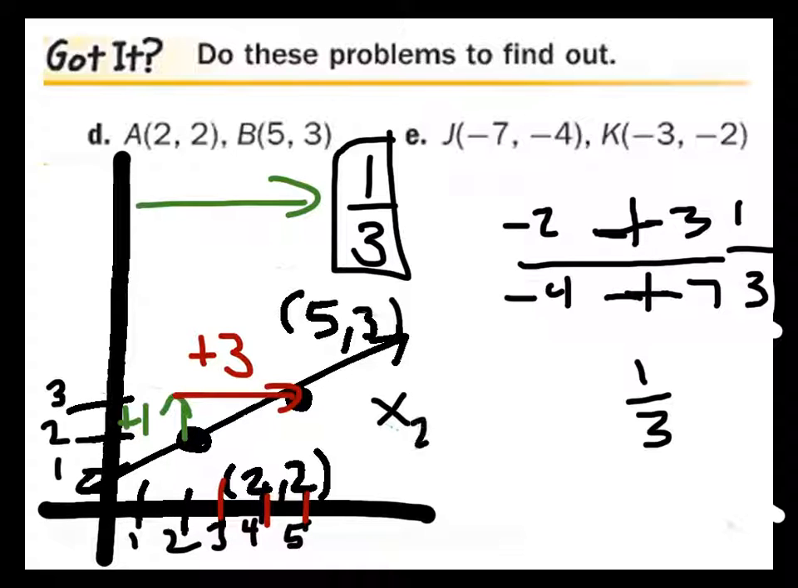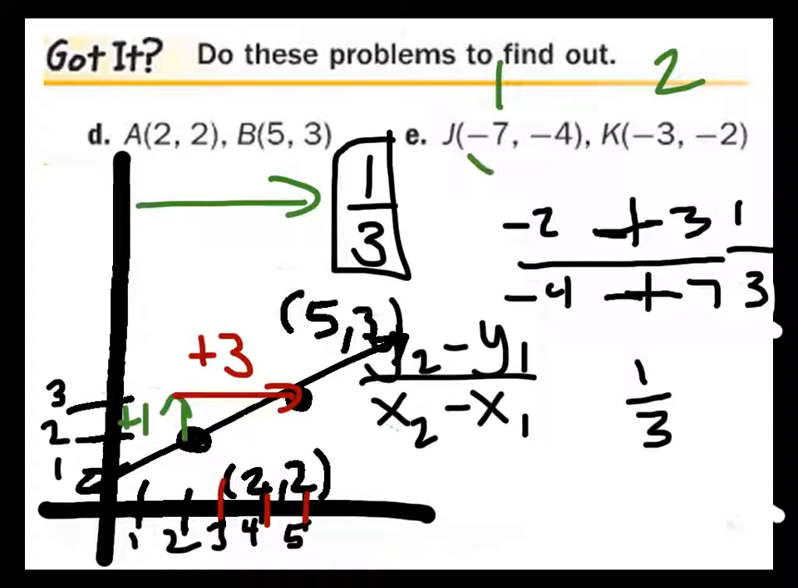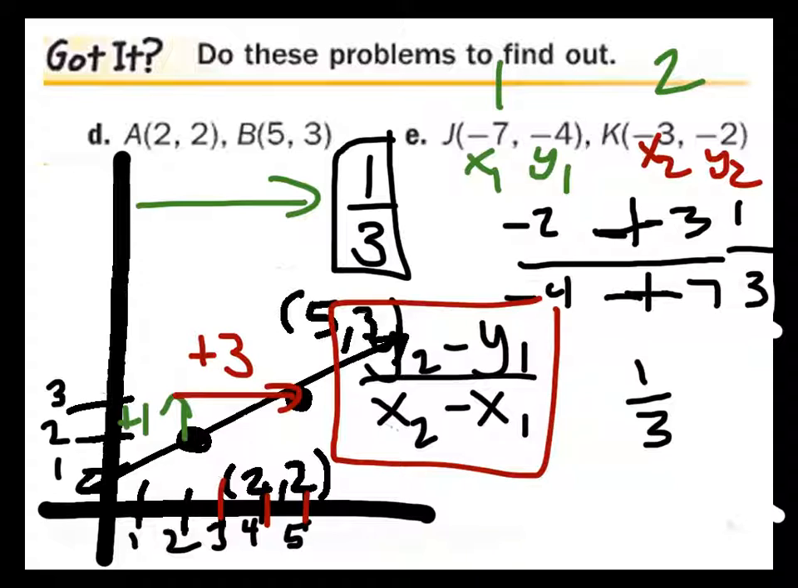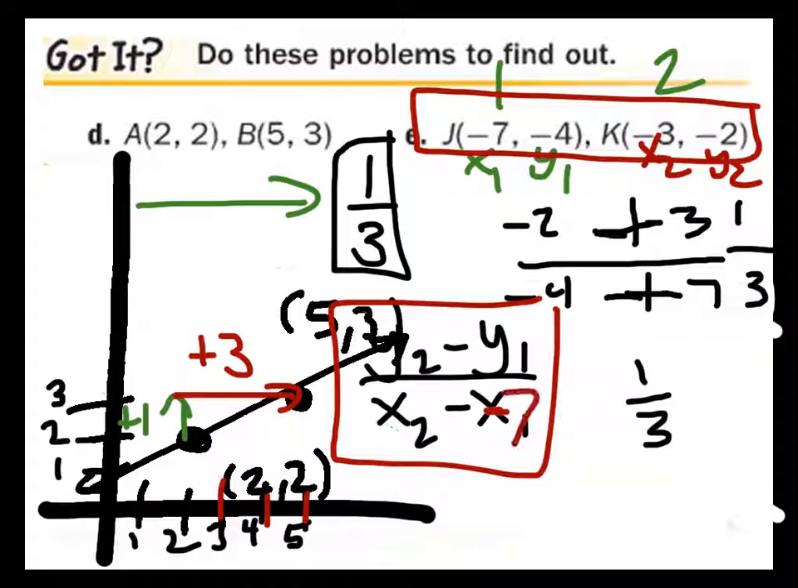Remember, it's x2 minus x1 under y2 minus y1, all right? So if we call this our point number 1, and this is point 2, and I've got x1 and y1, and this is x2 and y2, okay? So all I'm going to do is replace these values in this equation with these ones, okay? So what I'm looking at is x1 is negative 7. Okay? And x2, which is negative 3, right? So x2 is right here.